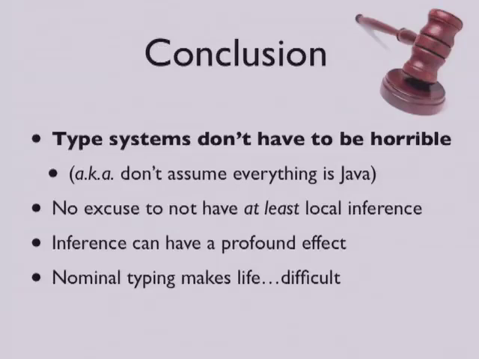Number three, inference can have a very, very profound effect on your language. We saw how Damas-Milner inference gives us structural typing and parametric polymorphism. You know, these more powerful inference algorithms start to require things from your language. So this is something that's very important to understand about why Scala doesn't have global inference, why Scala will never have global inference.